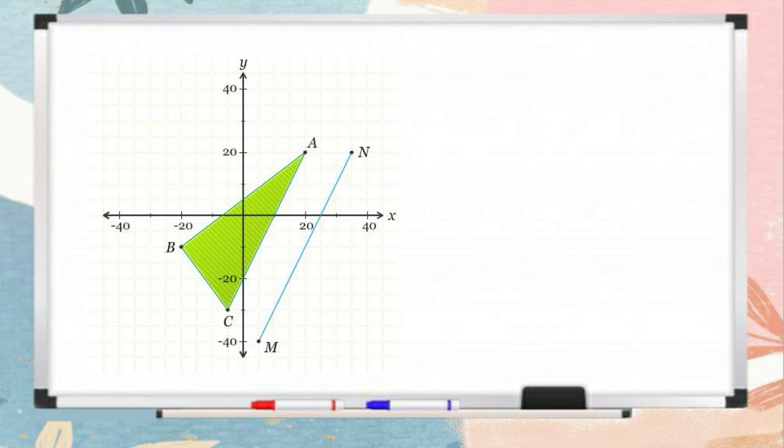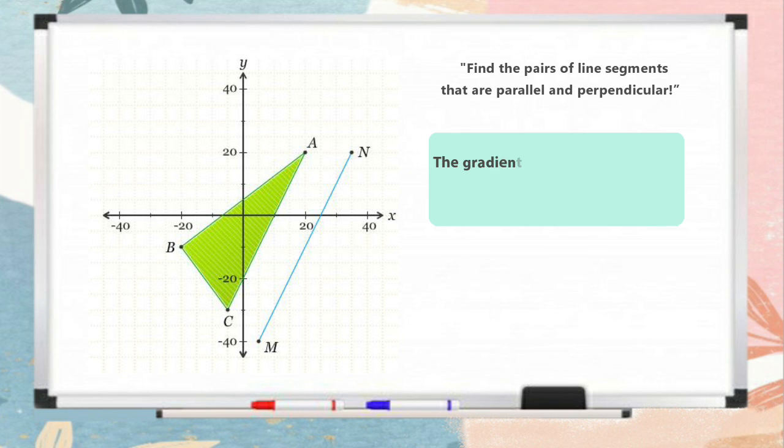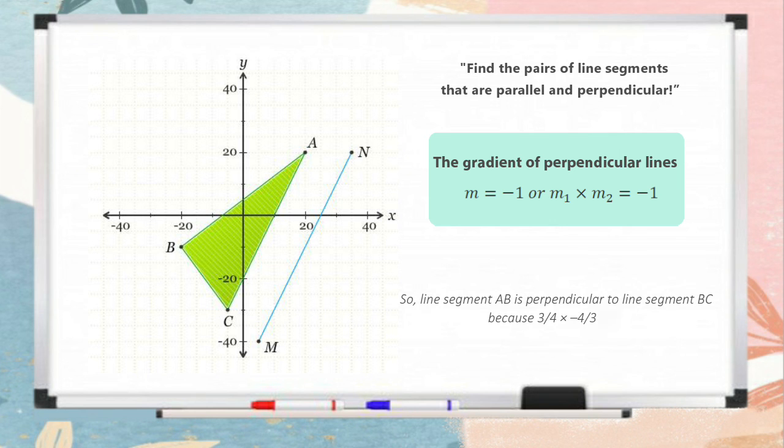Next, how about answering the second question? Find the pairs of line segments that are parallel and perpendicular. Two lines or two line segments are said to be perpendicular if their gradients multiply together to give -1. So, the two perpendicular line segments are line segment AB and line segment BC, because 3 over 4 times -4 over 3 is equal to -1.